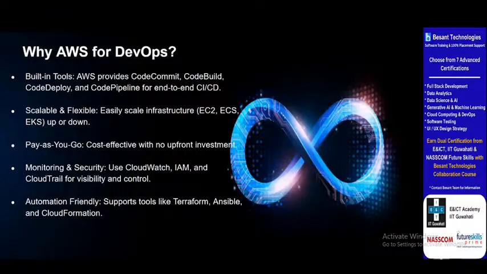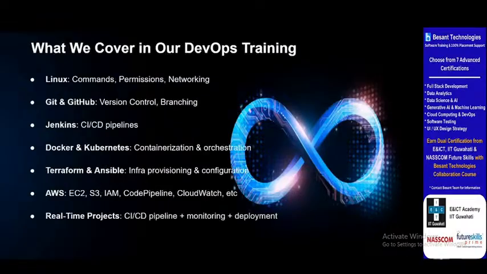Without Linux, we don't understand AWS. Without AWS, we don't understand DevOps. So these three are like a tripod, and without one leg we cannot stand. Without these two, DevOps cannot stand. So it's that important.